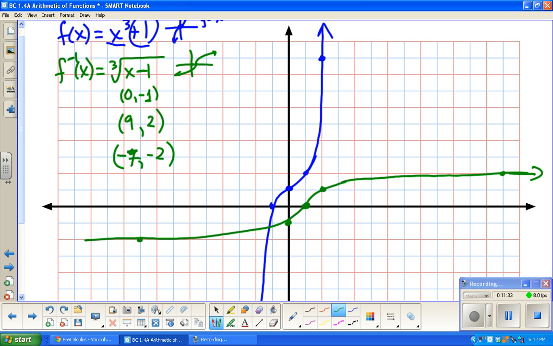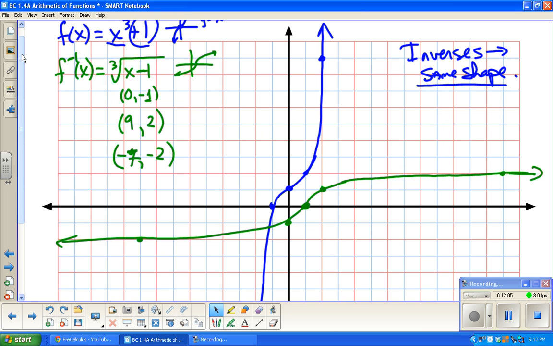Now, what I need you to see is, look at these graphs. There's something kind of special about these graphs, and what's special is that they are the same shape. When graphs are inverses of each other, they are the same shape. Not only are they the same shape, but they are a direct transformation from one to the other. And the question that I have is, what is that transformation?